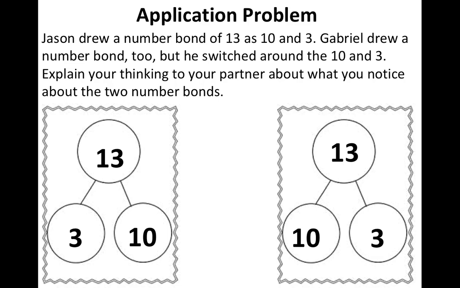So as you can see, the one on the left side has 13 as 3 and 10, and the one on the right side has 13 as 10 and 3. Again, my thinking is that they're both the same thing, because the answer, or the whole, is 13, and they just switched the order of the numbers. One is 3 and 10, the other one is 10 and 3.